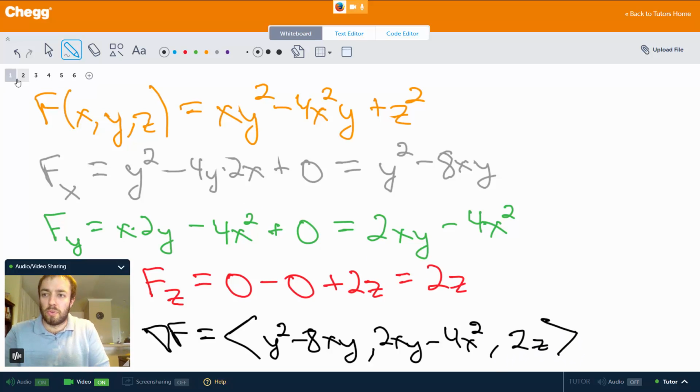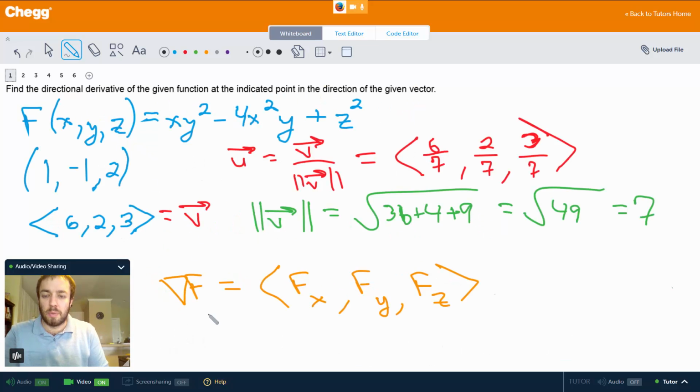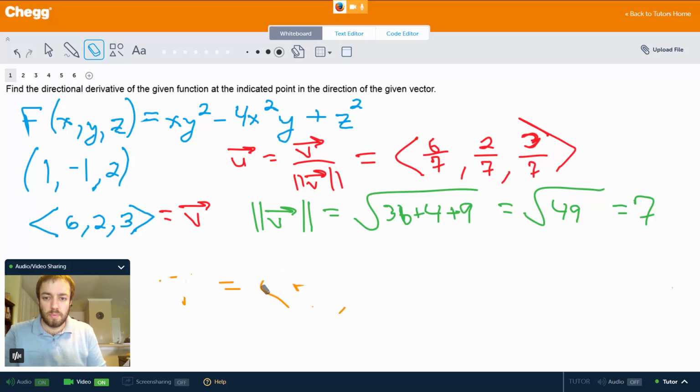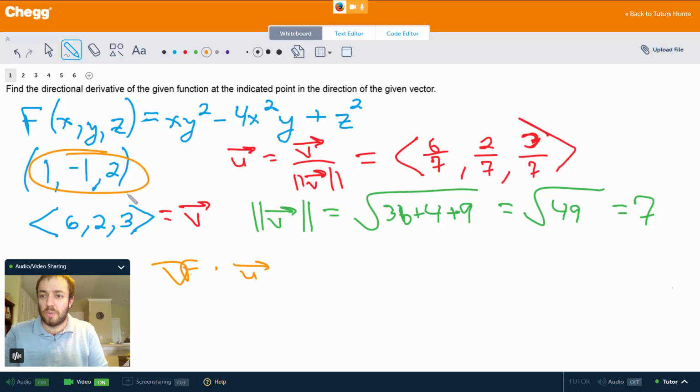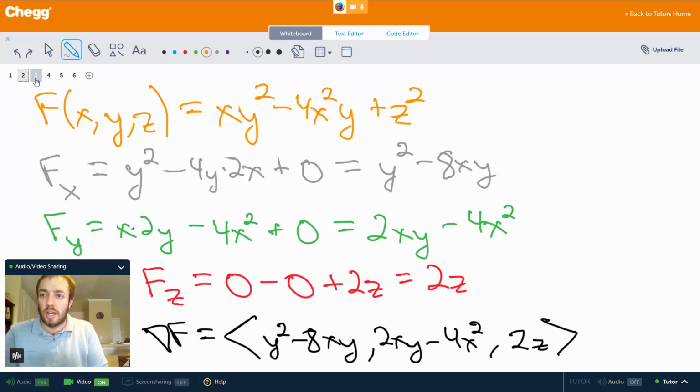Now we want the gradient of f dotted with our unit vector u. And what we're going to have to do is evaluate the gradient of f at the point 1, negative 1, 2. So before we can do that, we have to evaluate the gradient of f at this point 1, negative 1, 2. So let's go back to the previous page and do that.